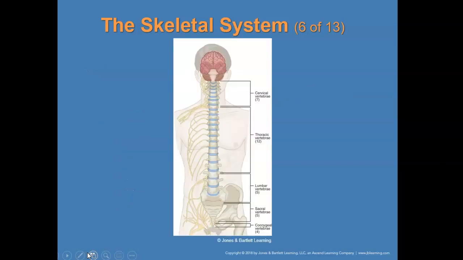So there it shows that again. We've got 7 cervical, 12 thoracic, which match up with your 12 ribs, your lumbar, your sacrum, and your coccyx. And they call it the coccygeal.